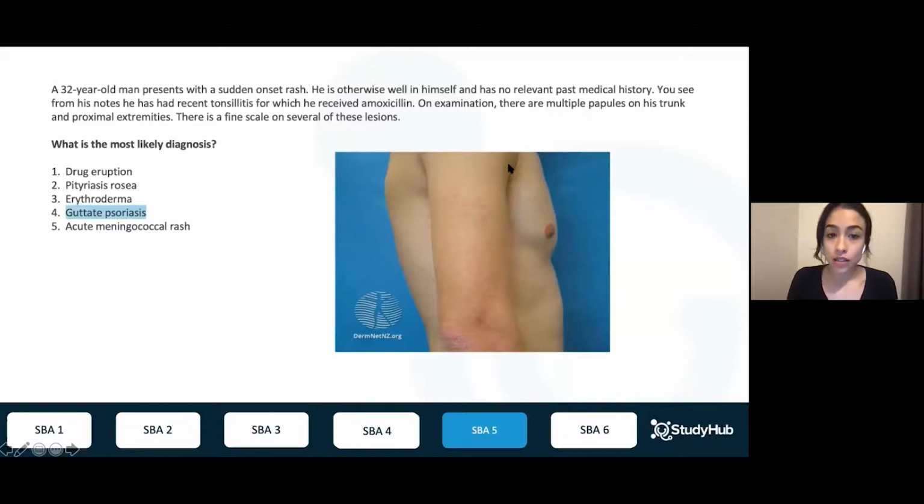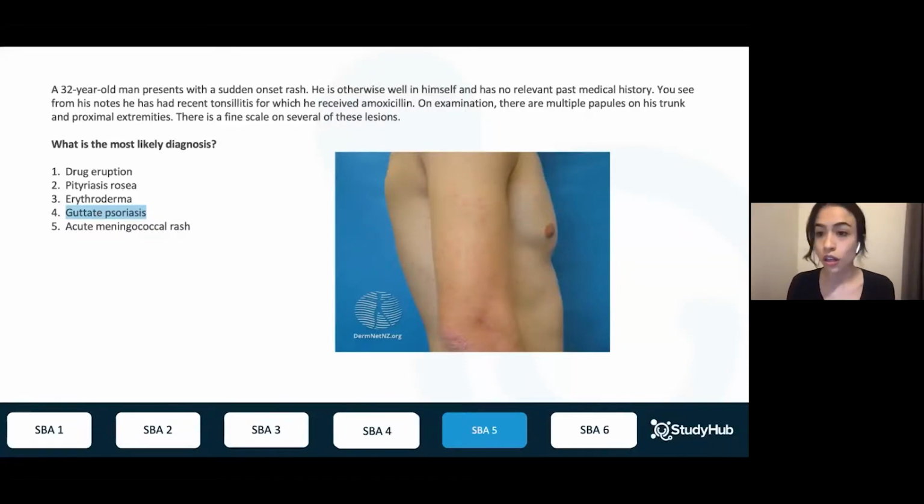This is a sudden onset rash. The patient is well in himself with no relevant past medical history, which often is the case with guttate psoriasis. So just to remind you guys that guttate psoriasis doesn't necessarily mean that the patient has psoriasis, okay? The patient may never have had psoriasis and may not necessarily develop psoriasis after having guttate psoriasis. It's just a form of psoriasis that comes following a strep infection.